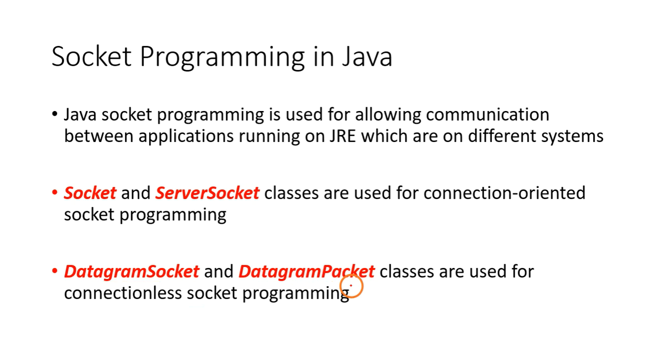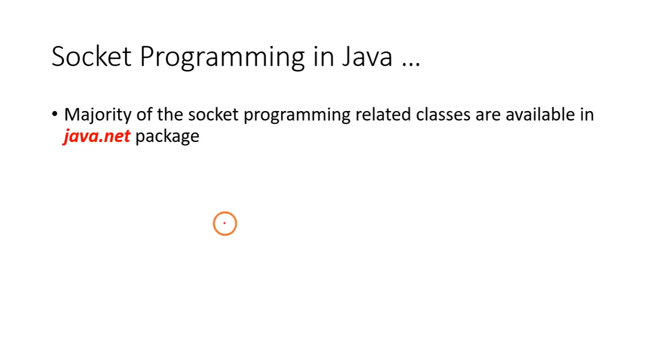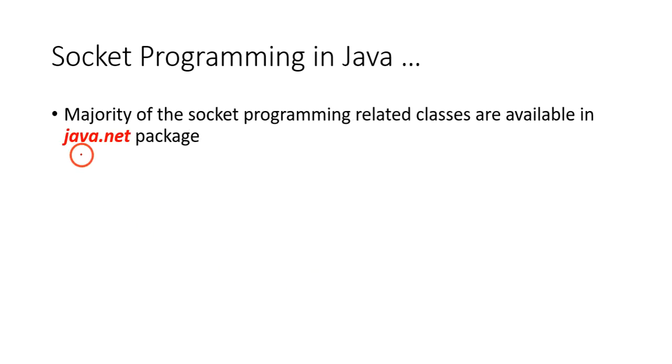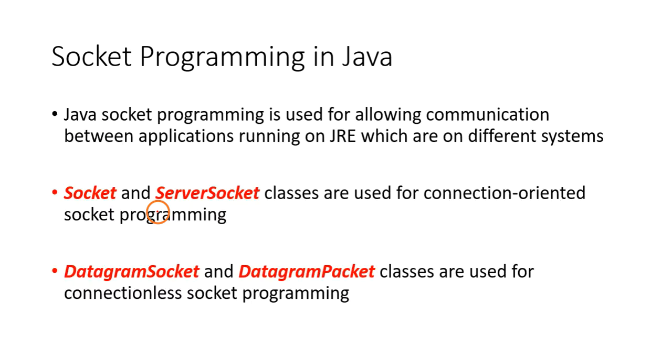Now, which package will have all these classes? All these classes are stored in the java.net package. So all the previous classes, Socket, ServerSocket, DatagramPacket, are available in the java.net package. In the demo I am going to use the Socket and ServerSocket classes.